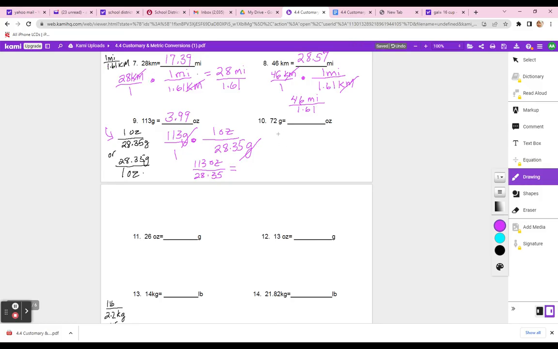All right, let's keep going. 72 grams over 1 times, I want the grams to divide out, so the grams should be on the bottom. 28.35 grams is 1 ounce. Grams will divide out, so I'll have 72 ounces divided by 28.35. You divide that out, you're going to get approximately 2.54 ounces.